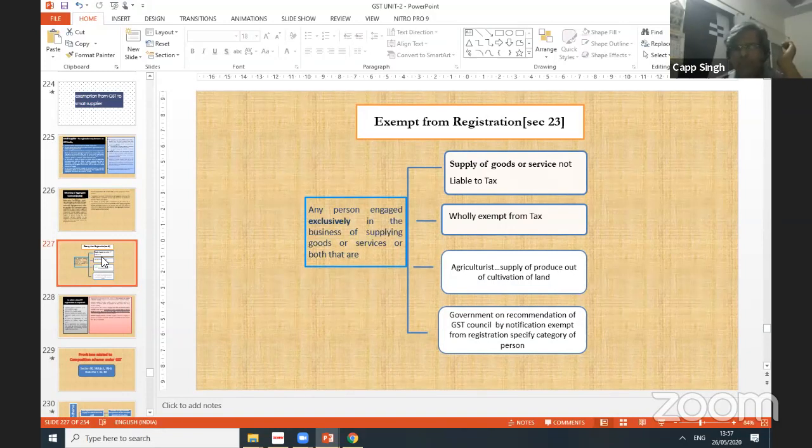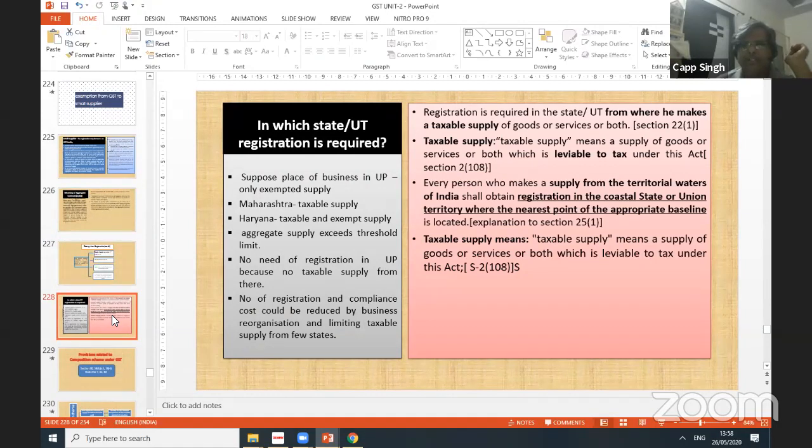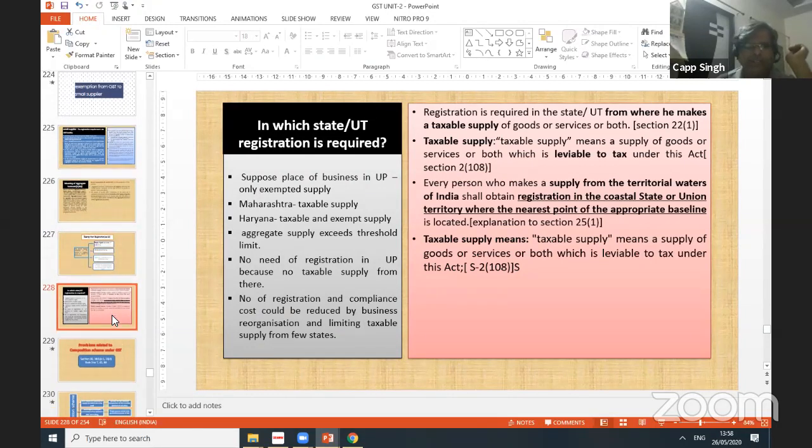And mind that those whose tax on supply is paid by the recipient of services or goods under the reverse charge scheme, since they do not have to pay GST, need no registration. In a crux, those who are not liable to pay any GST need no registration. In this case, section 23 has specifically mentioned this, which we have just discussed.